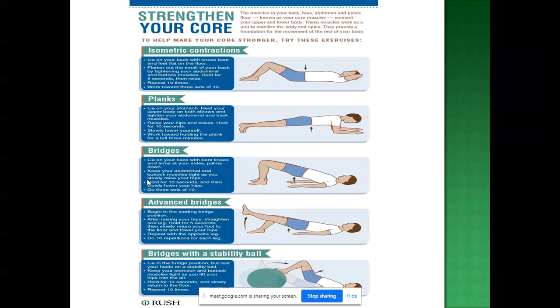So you can see what we can do. In the crook lying position, we can give isometric contraction of the abdomen, planks can be performed, bridging exercise can be done, advanced bridging, that is one leg is touching the couch and the other leg is performing the SLR, can be performed. Bridges with a stability wall can be performed. So strengthening of the core muscles should be performed when the patient is having spondylolisthesis. So remember, what is the goal? The main goal for the physiotherapy treatment is to reduce the pain of the patient, to strengthen the muscles of the core, and to improve the range of motion.